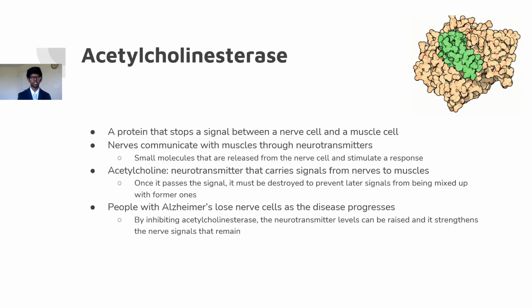Acetylcholinesterase destroys those neurotransmitters after they have delivered the message to prevent any jumbling up of messages. Acetylcholine is a neurotransmitter that carries signals from nerves to muscles, and once it passes the signal, it has to be destroyed to prevent later signals from being mixed up.